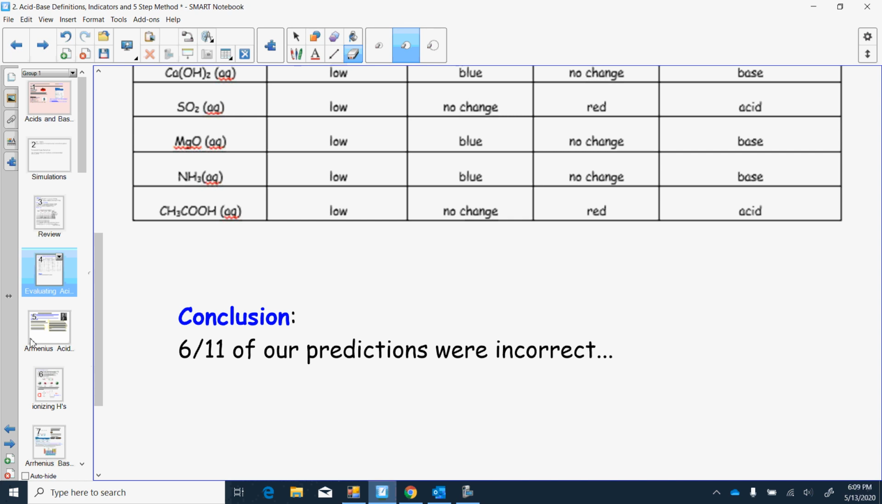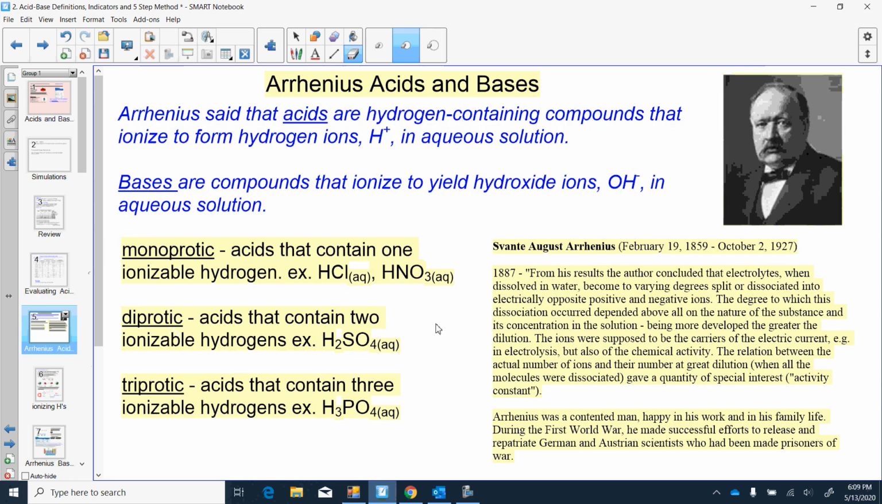Our first definition comes from a fellow named Arrhenius, I think is how you pronounce it. We're going to take a quick look at his definitions today. Arrhenius basically said what we've been working on up until this point. He says, listen, does it start with an H? Does it contain an H? If it does, then it's probably going to be an acid. And if it contains an OH, it's probably going to be a base.